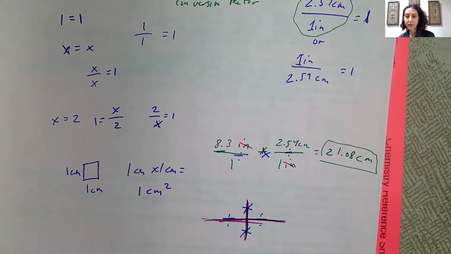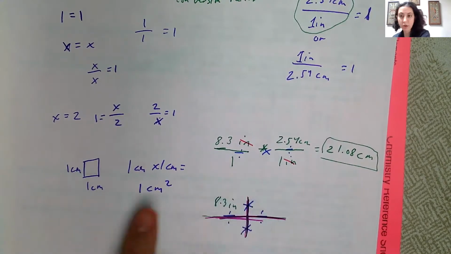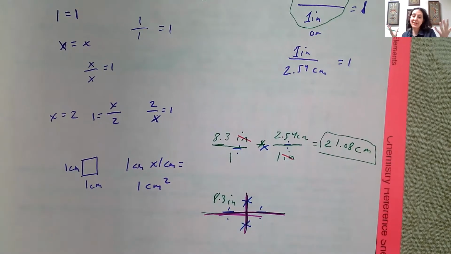So you're going to take all of your numbers. You always start with the information from the problem. So once again, in this case, it's 8.3 inches. You always include the units because otherwise you can't cancel out units. You got to include units all the time.